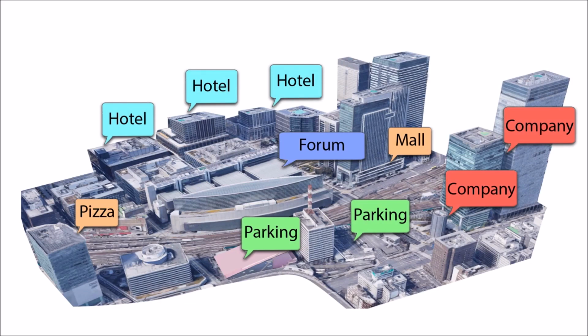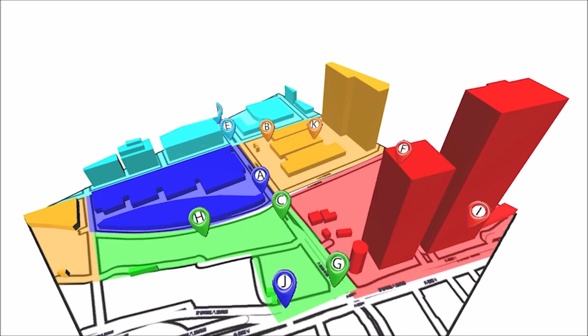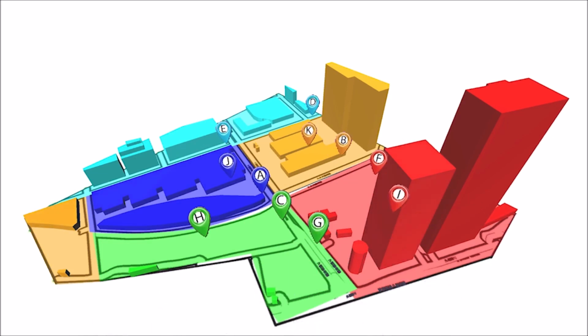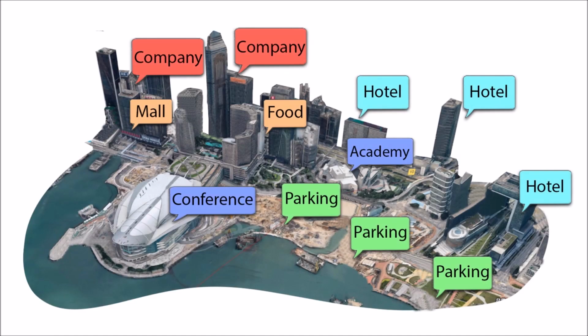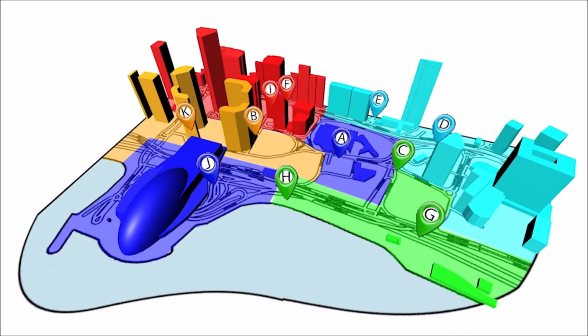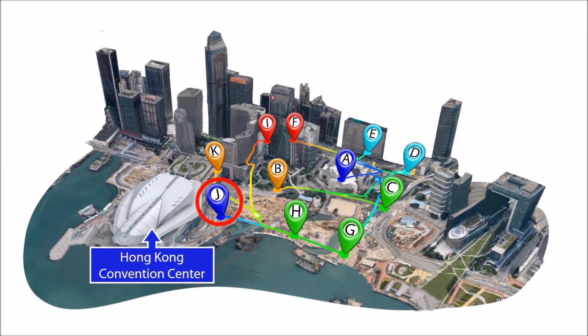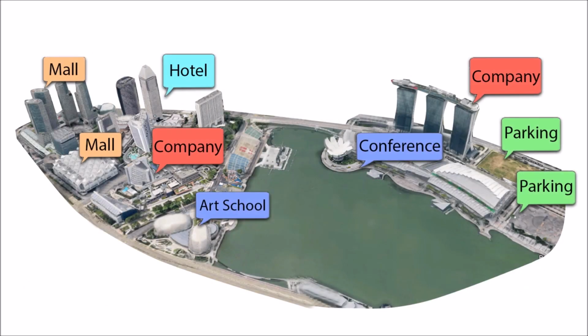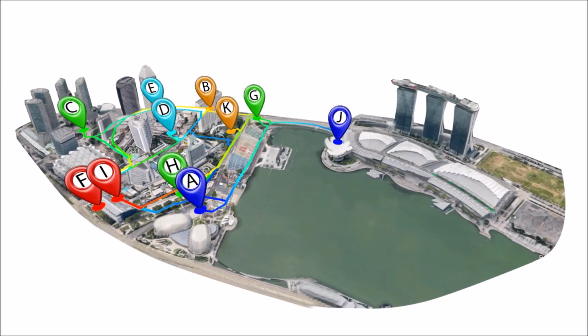We tested our approach in different real-world places. Our approach distributes the story events compatibly with the zone types. In the Tokyo International Forum, Event F expects to take place in a working zone and thus happens near Grand Tokyo South Tower. In the Hong Kong Convention Center, Event J expects an institution zone and happens near the Convention Center. In the Singapore Marina Bay Sands result, Event A expects an institution zone and happens near an art school.